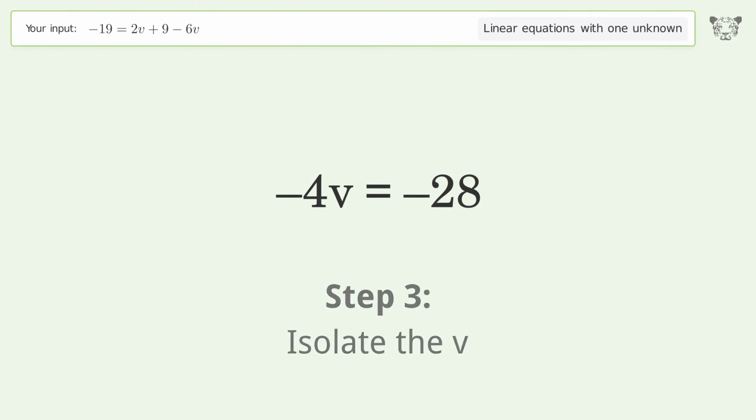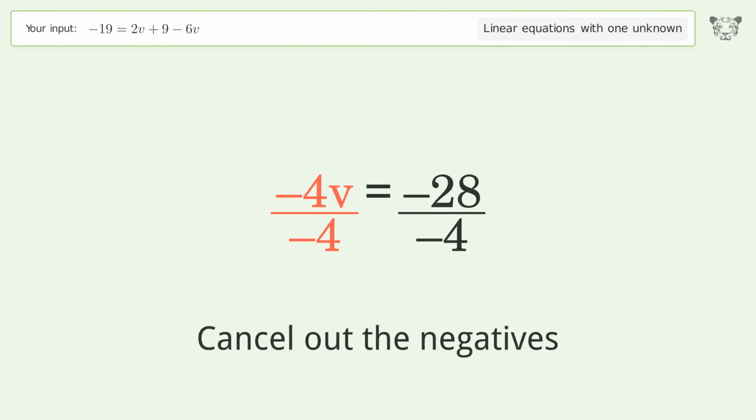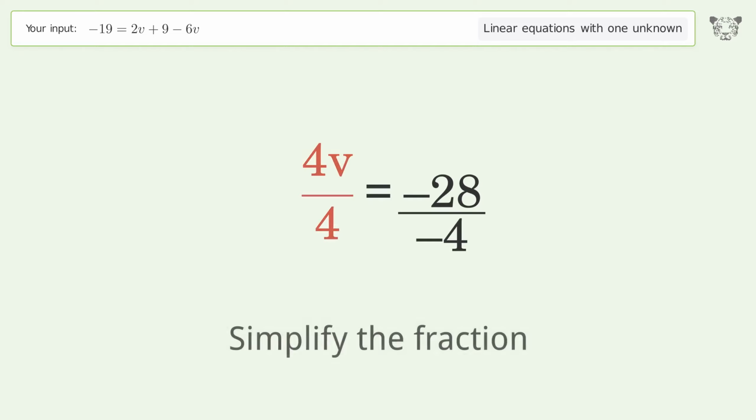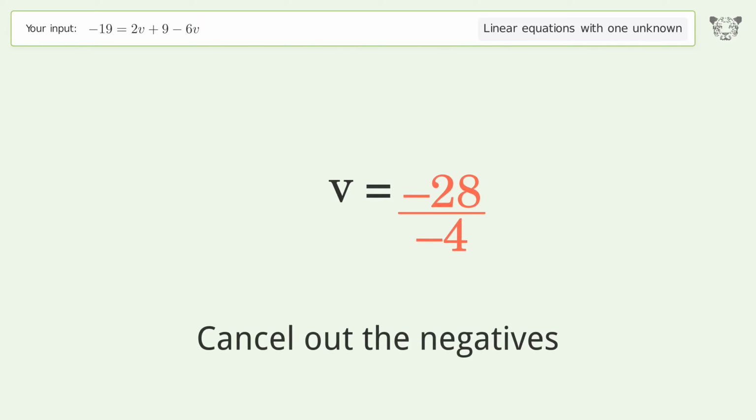Isolate the v. Divide both sides by -4. Cancel out the negatives. Simplify the fraction. Cancel out the negatives.